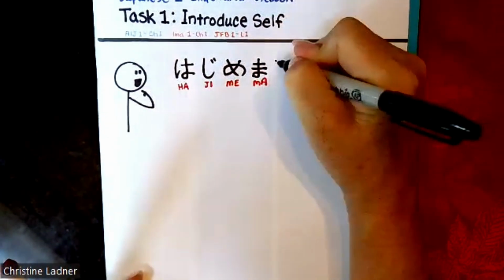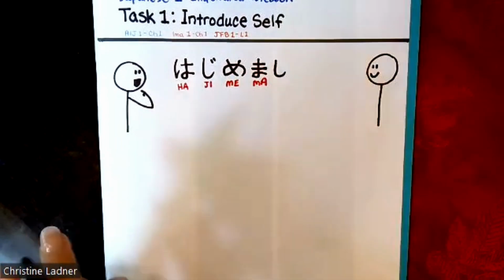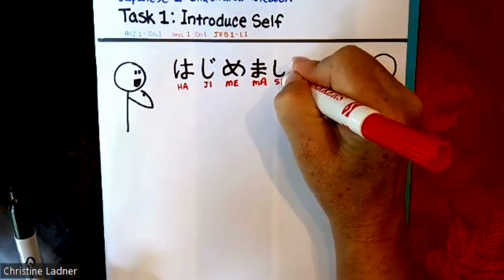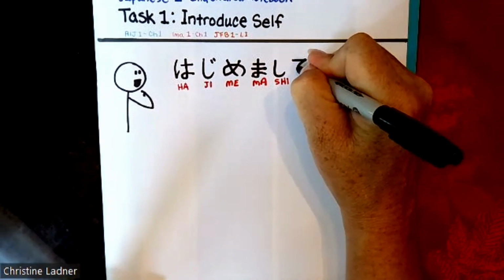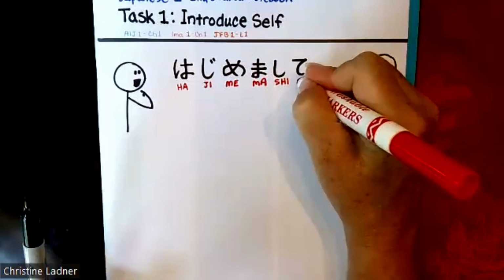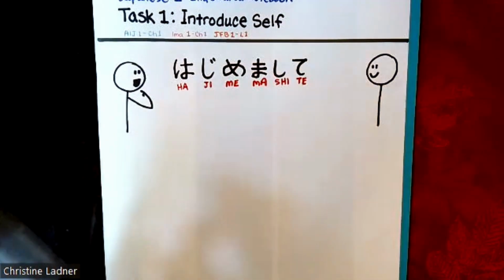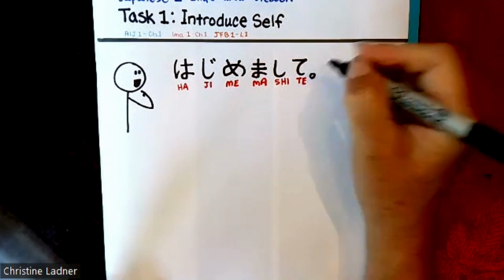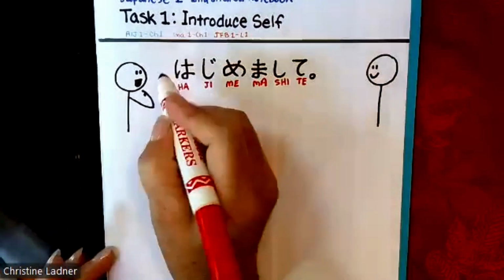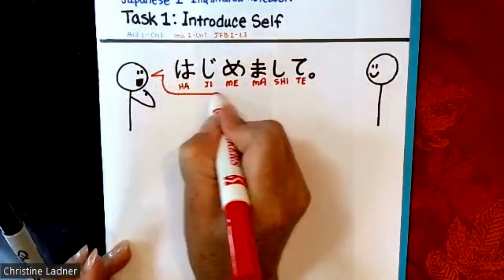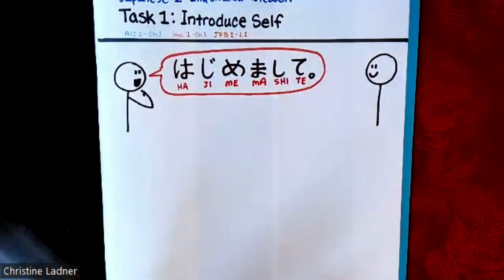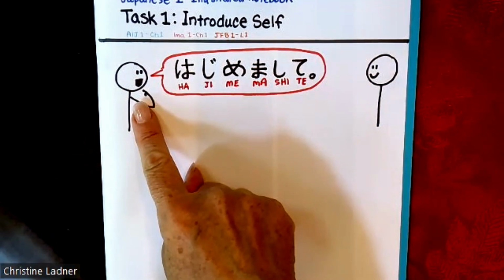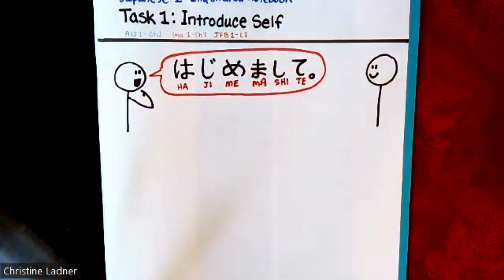Shi, you start at the top and swoop down. Shi. Te, straight across for te, and curve in. Hajimemashite. And a speech bubble shows who's talking. Now, it doesn't matter if you have just this person say Hajimemashite or both of them, because in reality, both people end up saying Hajimemashite.